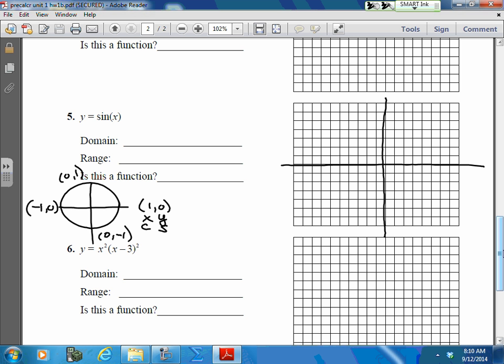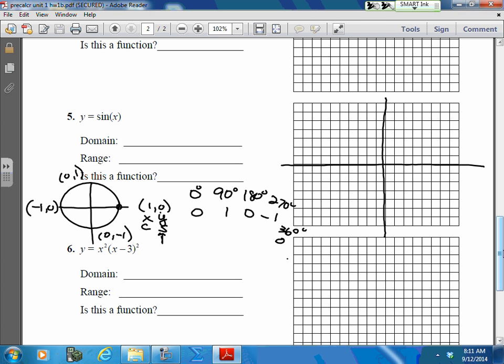So, this is the 0 degrees, and it has a sine of, find the y value, 0. This is the 90 degrees, it has a sine of 1. This is the 180 degrees, it has a sine of 0. 270 has a sine of negative 1, and 360 has a sine of 0. So if we follow this pattern, 0, 1, 0, negative 1, 0, there's our sine curve.